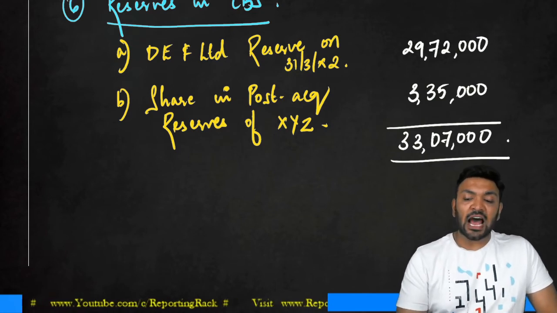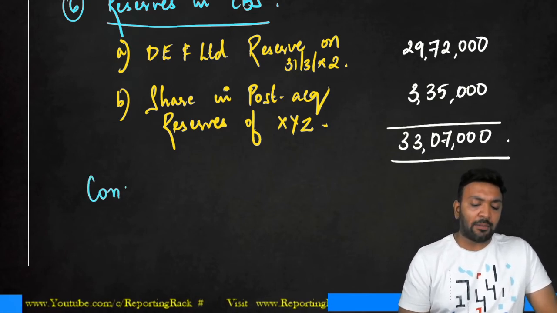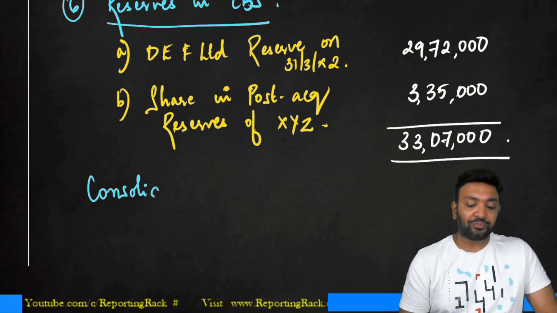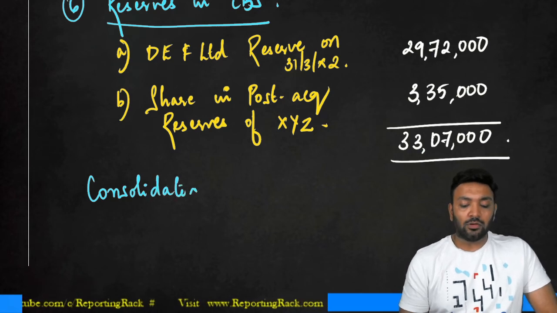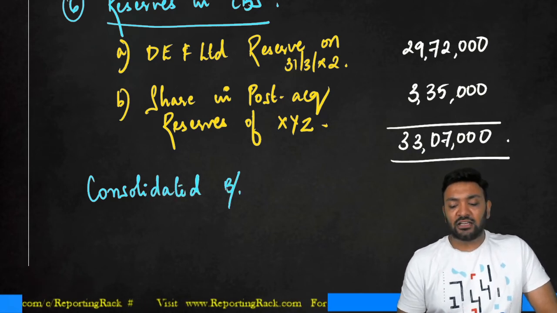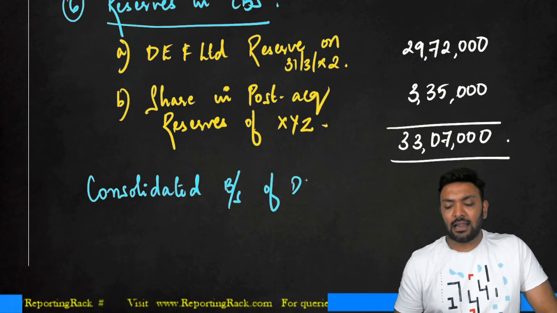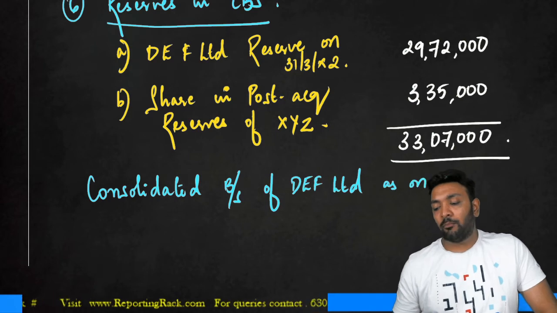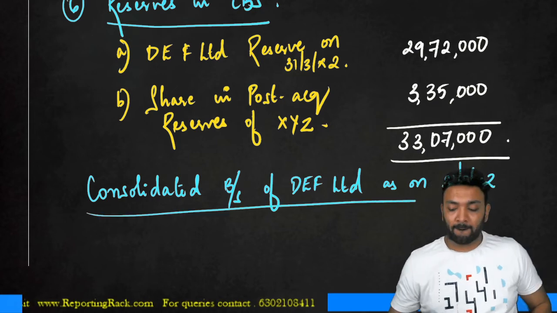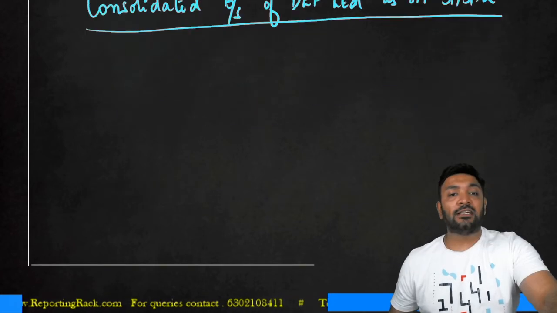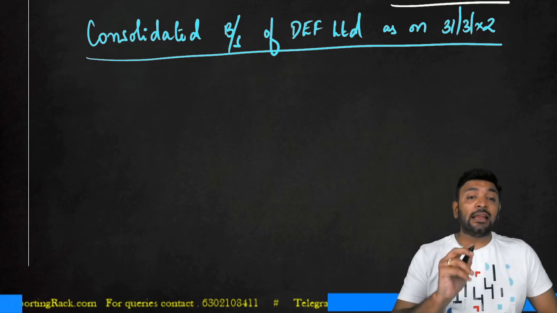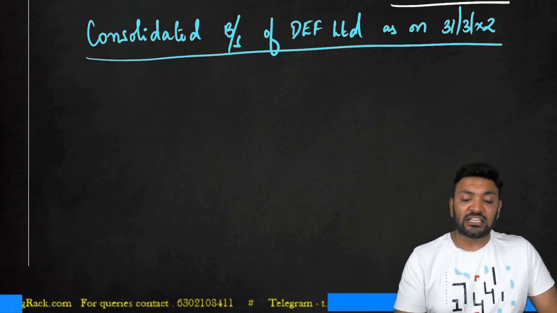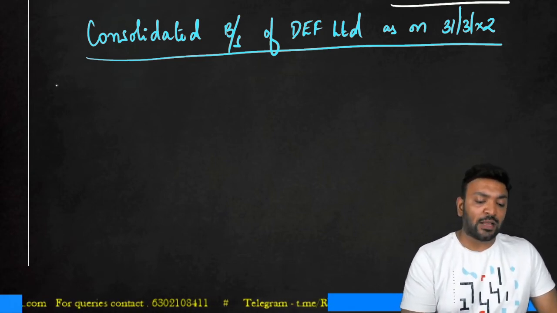Now let's get to the last part, which is the consolidated balance sheet of DEF Limited as on balance sheet date 31st March. Let's have Schedule 3, Division 2 balance sheet. So always start with the first part.